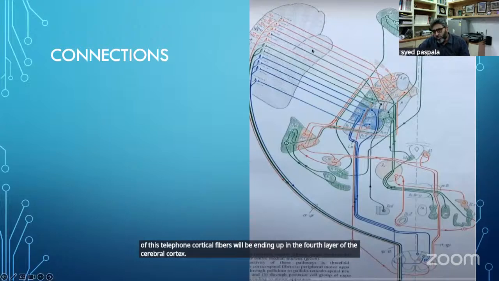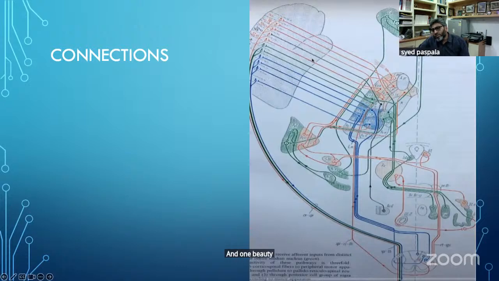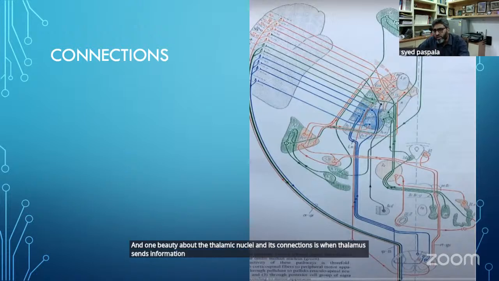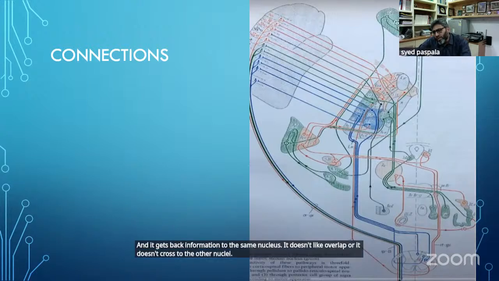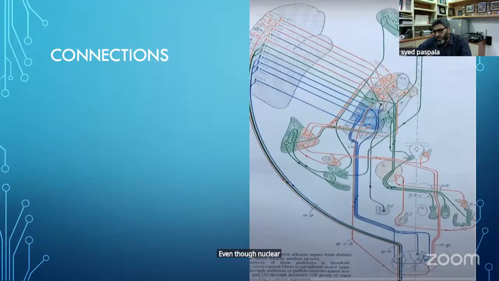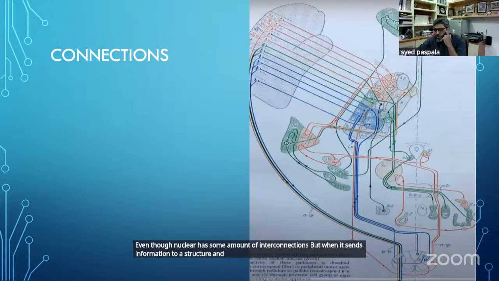And one beauty about the thalamic nuclei and their connections is that when the thalamus sends information to a structure, it gets information back to the same nucleus. It doesn't overlap, or it doesn't cross to the other nuclei. Even though the nuclei have some amount of interconnections, when it sends information to a structure, it gathers information from the same structure to the same nucleus in the thalamus. That's the beauty of this.